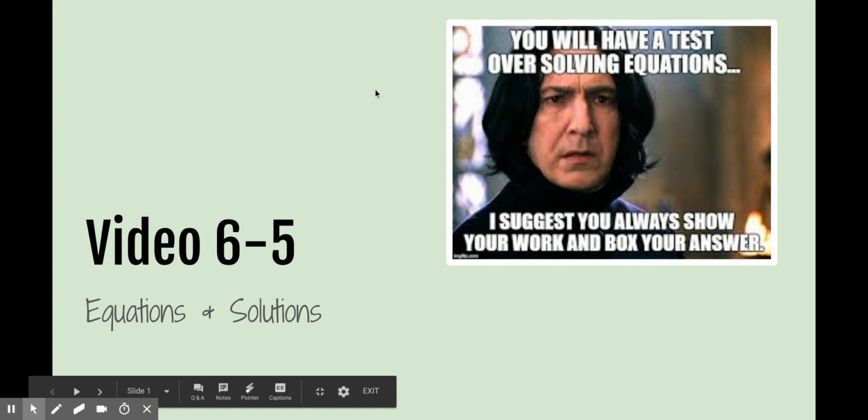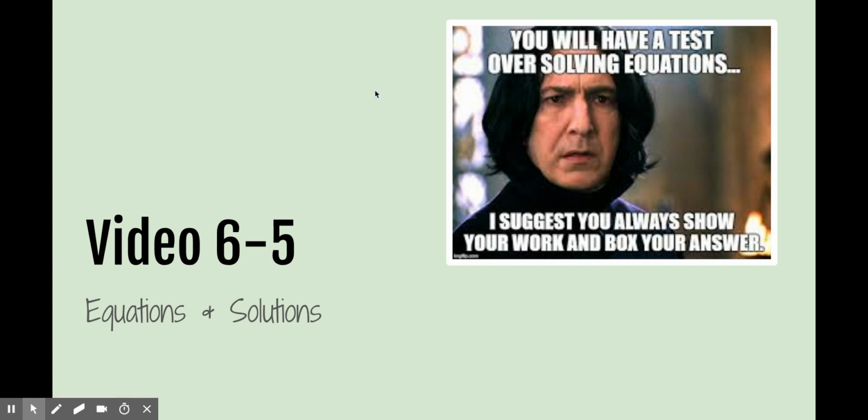This is video 6.5, and it is all about equations and solutions. So this is really the last thing we have to learn in this unit, and we've already learned about what an equation is and how to write one from a situation, and also how to solve a one-step equation with one variable. So now we're just going to look at solutions and how you can represent them and check if a solution actually makes an equation true.